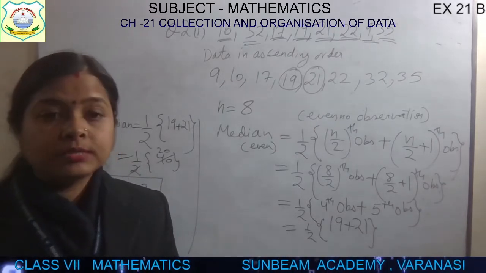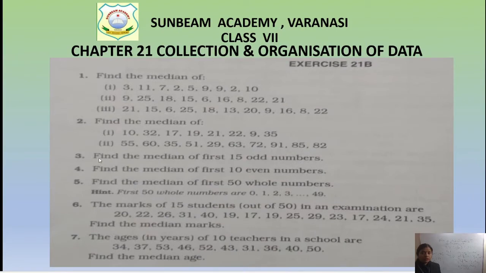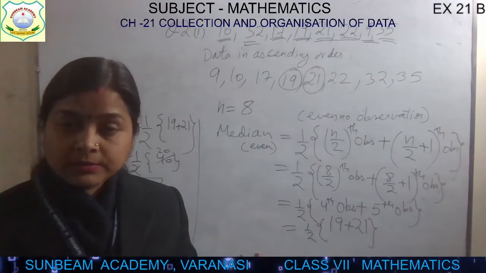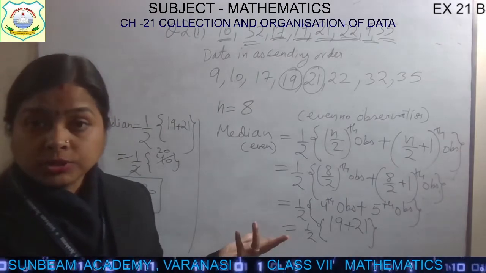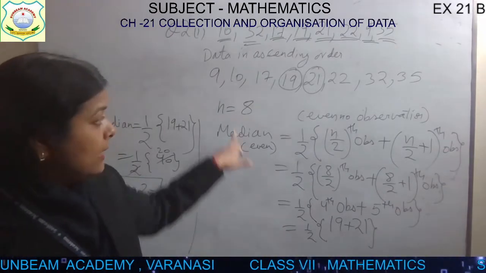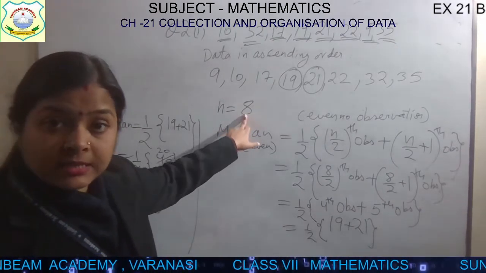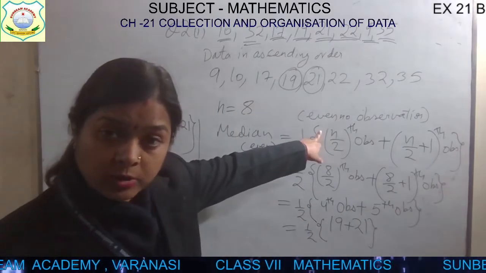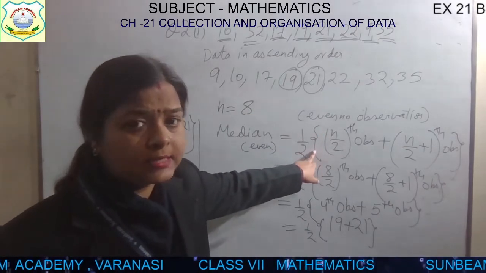After this, question number 2, second part. It is 55, 60, 35, 15. So we have to see 1, 2, 3, 4, 5, 6, 7, 8, 9, 10. 10 observations are given. So for question number 2, second part, n will be 10, which means again an even number of observations. So you have to apply the same formula.